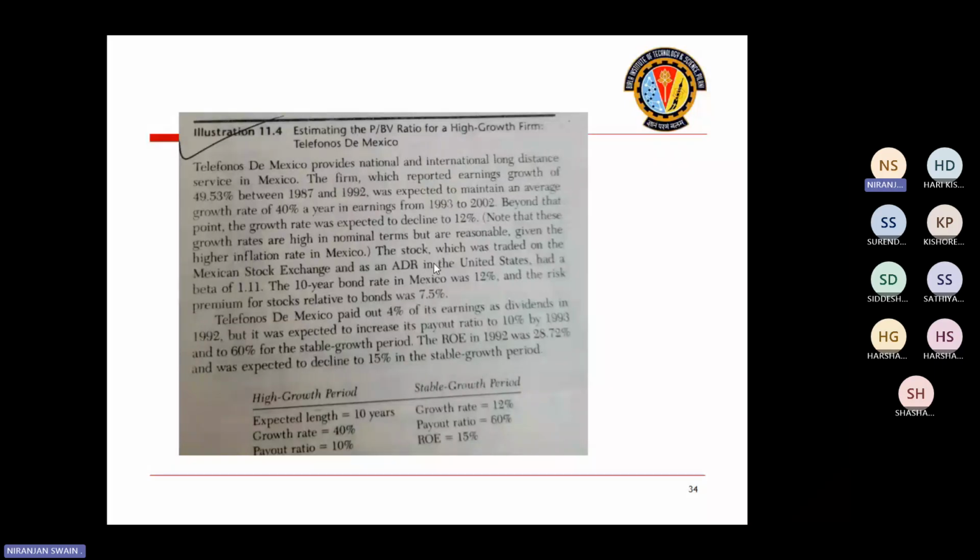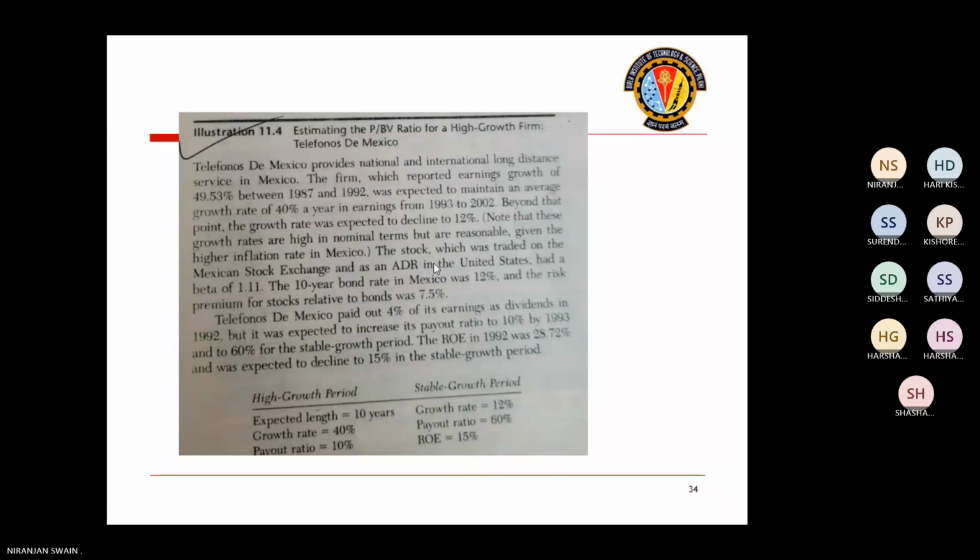You have to prepare like this: high growth period, stable growth period. Anyway, you see here. This company is a Mexican company. This company reported earnings growth of 49.53% between 87 and 92. It was expected to maintain an average growth rate of 40% a year in earnings from 93 to 2002. Beyond that point, the growth rate is expected to decline to 12%.